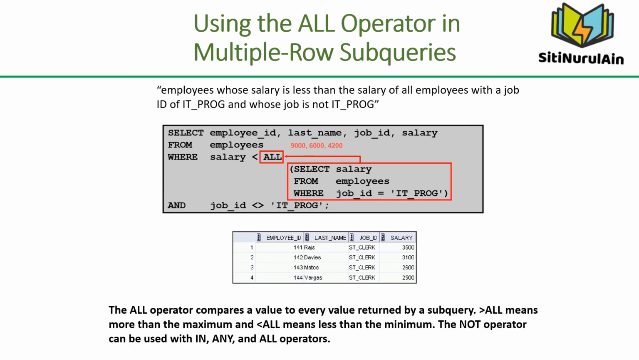The all operator compares a value to every value returned by a subquery. More than all means more than the maximum and less than all means less than the minimum. The not operator can be used with any and all operators. The slide example displays employees whose salary is less than the salary of all employees with a job ID of IT_PROG and whose job is not IT_PROG.